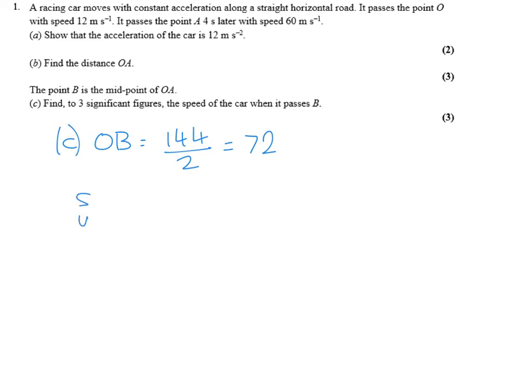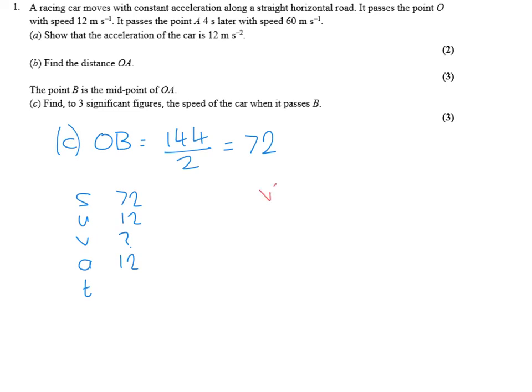So we're going to fill out our SUVAT table again. We know the distance is 72. It's still starting from O, so it's still going to be 12 as our starting velocity, but we don't know the speed at which it passes B. So that's what we're trying to find out. And the acceleration is part of the journey, so it's still going to be 12.